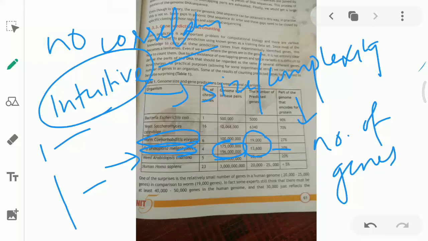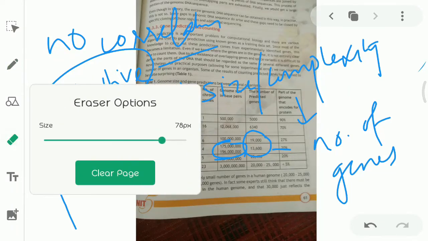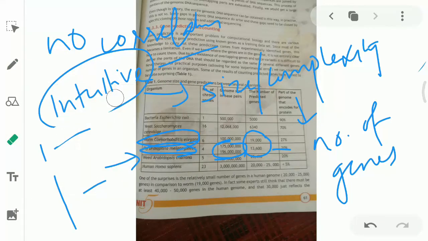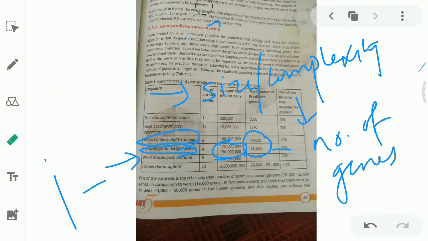These are the two major concepts which we have to learn from this part of the chapter. This has been asked many a times, so always be careful while answering. The first one is unreliability. We can explain it with the help of Homo sapiens, and the other we can explain with the help of these two. Okay, anyway, gene prediction is done with different software, gene prediction software.